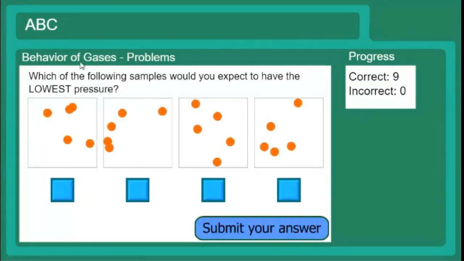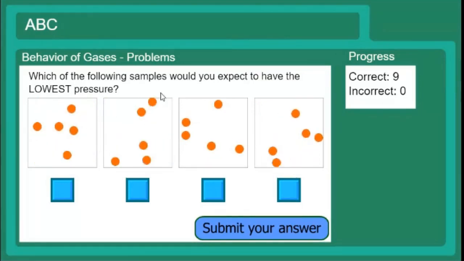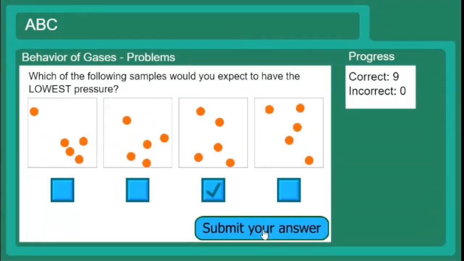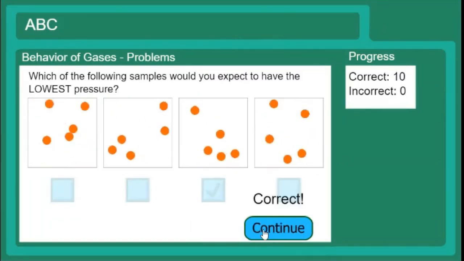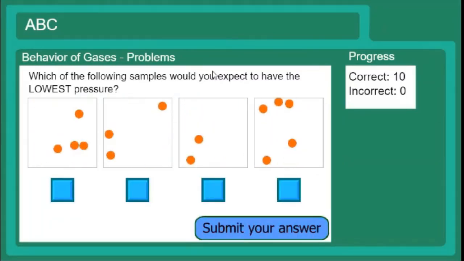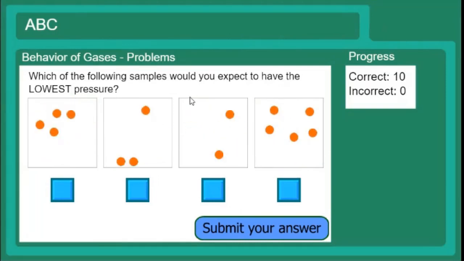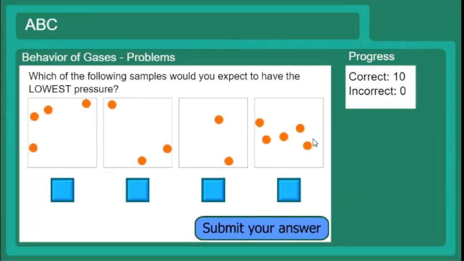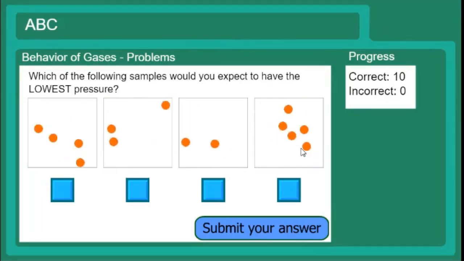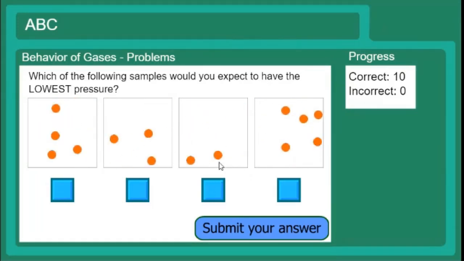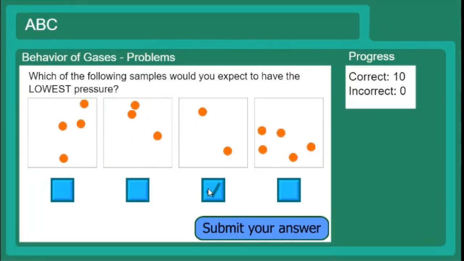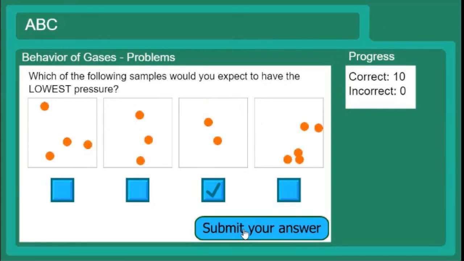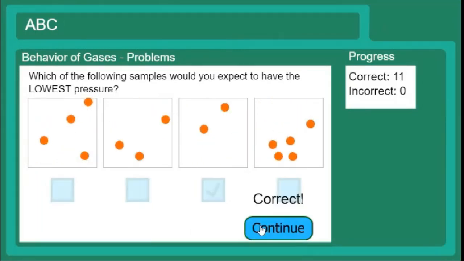Okay. Which of the following samples would you expect to have the lowest pressure? C. Yes, lowest pressure dia bergerak sikit je. Dia tak ada pelanggaran yang banyak. Okay, which of the following samples would you expect to have the lowest pressure? Lowest pressure means bilangan zarah dia kena sikit. Jadi jawapan dia C. Am I right? Betul. Okay, next.